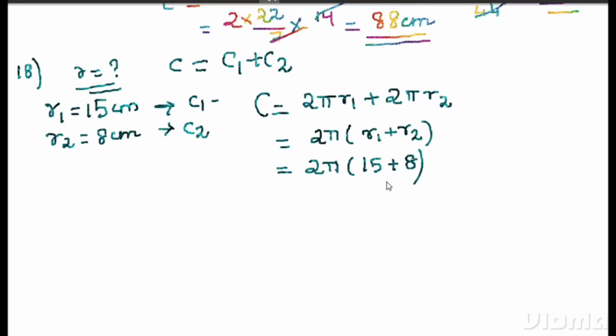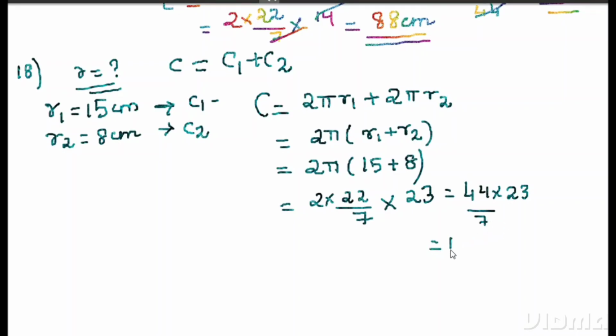Then when I do this, 2 into 22 by 7 multiplied by 23. So now, what will be my answer? The answer is going to be in decimal. When I do 44 multiplied by 23 divided by 7, I get my answer as 144.15. So now I have got the circumference.